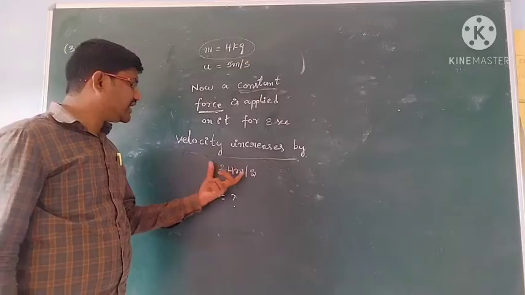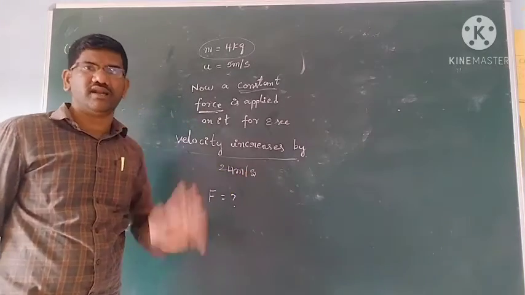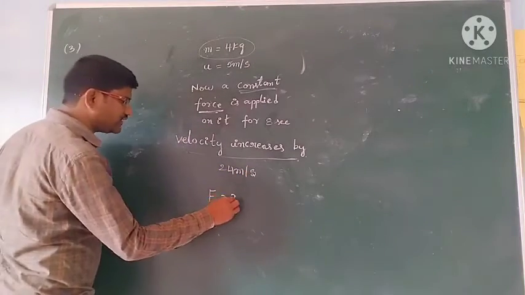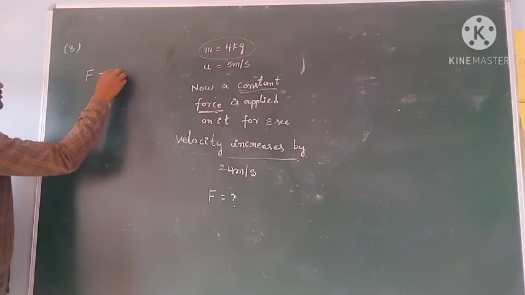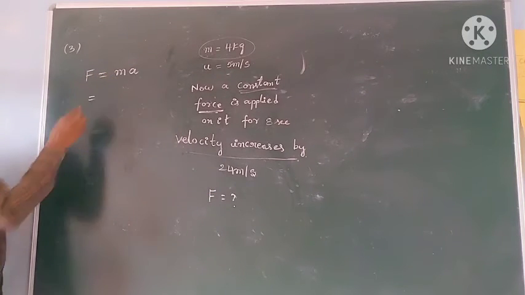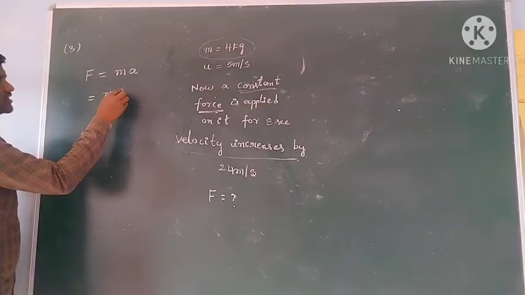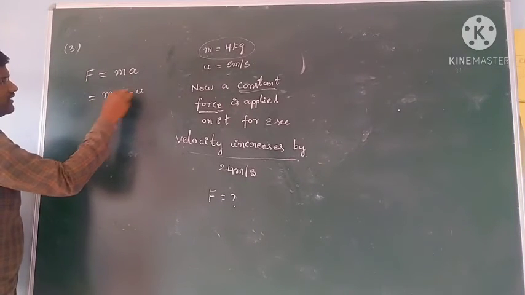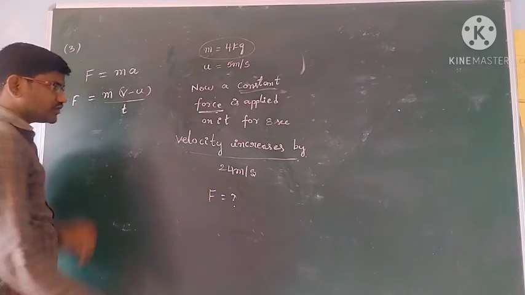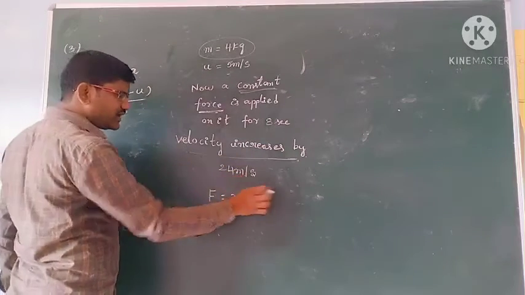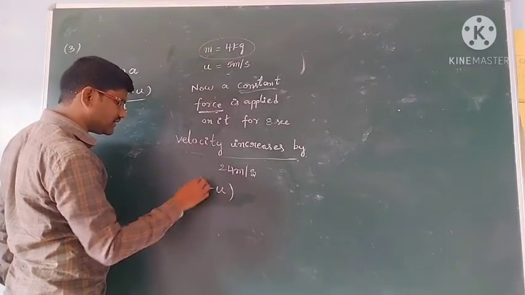So whenever they are telling the velocity increases by 24 meters per second, it will be the change in velocity. So then we have to find the force. Force is equal to mass into acceleration, that is our formula, you know students. Mass into acceleration means change in velocity by time, you write it. Okay students, velocity increases by, they have given 24 meters per second, means this is the change in velocity.